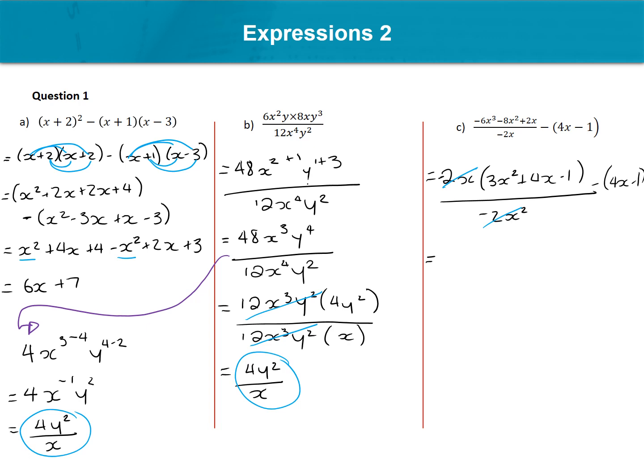And you have 3x² + 4x − 1 − (4x − 1). Take the negative into the bracket. So you have 3x² + 4x − 1 − 4x + 1. Do the like terms addition and subtraction. We have 3x². The 4x minus 4x gives you 0, and then plus 1 minus 1, you're left with 0. So your final answer is 3x².